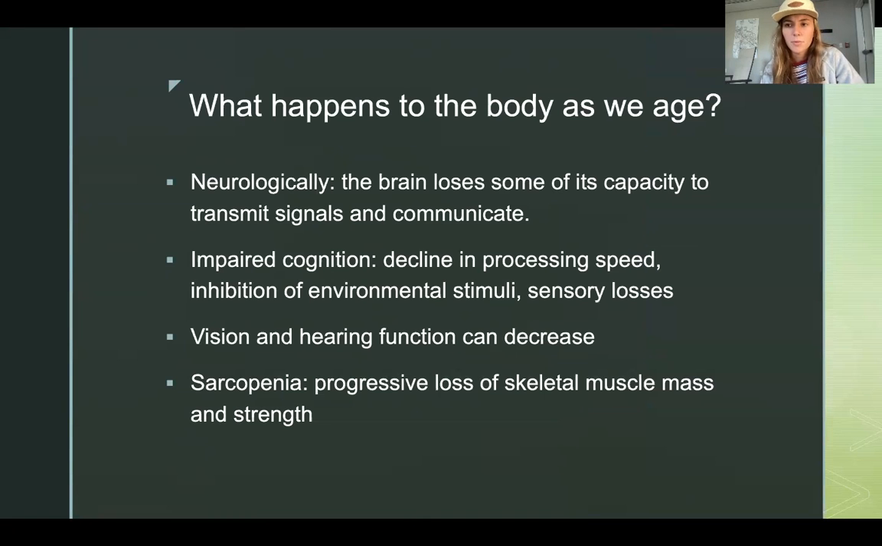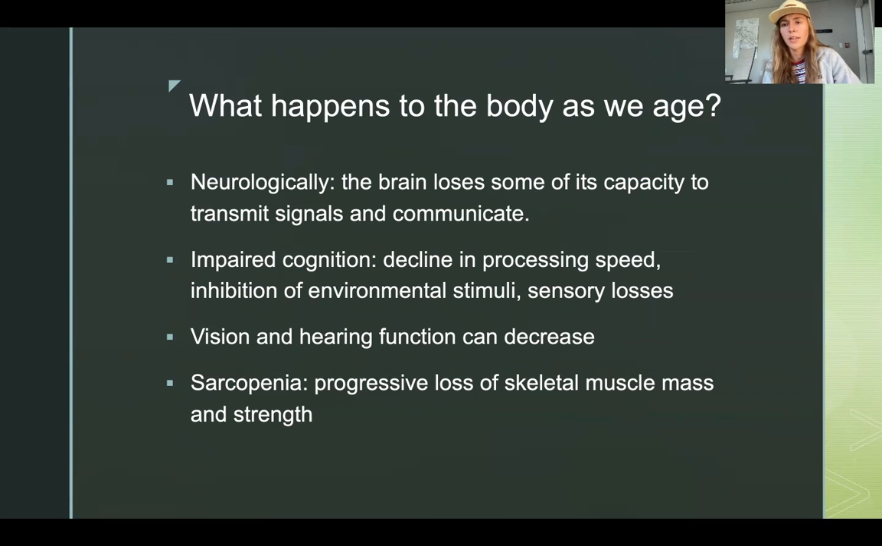So what happens to the body as we age? There are several different things. We obviously know that our brain changes and our musculoskeletal system changes. Neurologically, the brain loses some of its capacity to transmit signals and communicate as the cells deteriorate. There can be impaired cognition, which would have to do with a decline in processing speed, inhibition of environmental stimuli, and sensory losses.